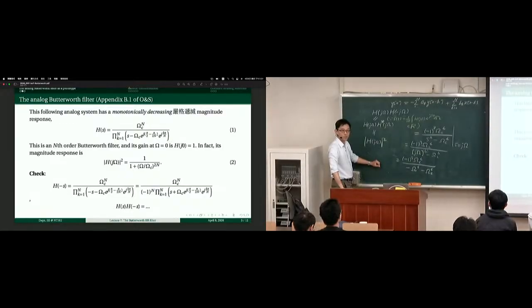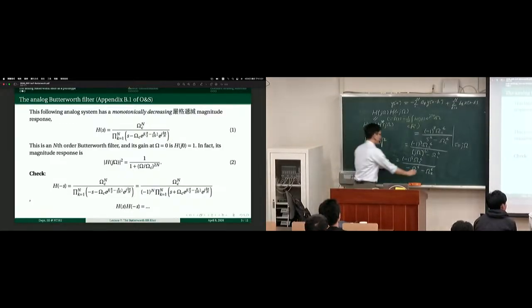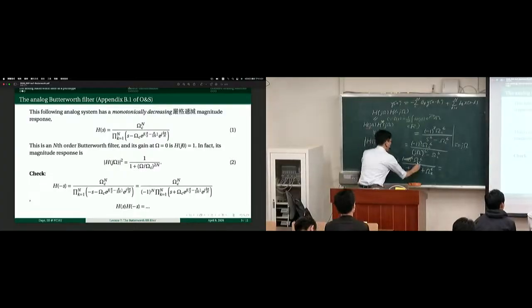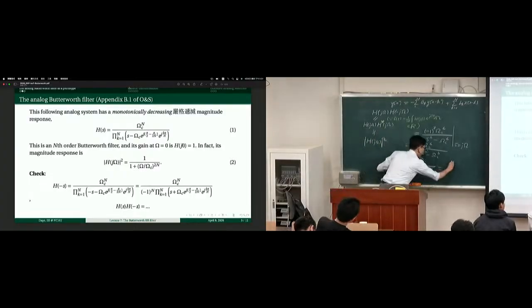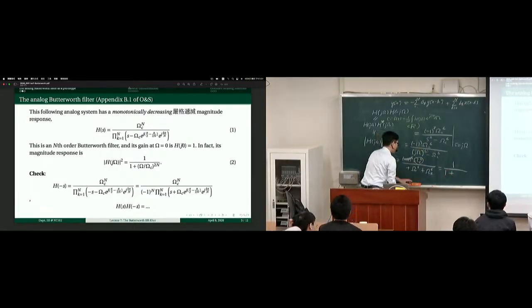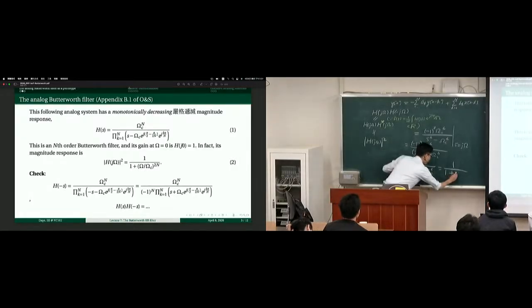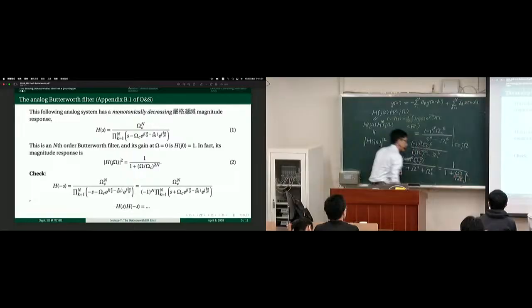Did you notice? Do we all notice? Now minus 1 over minus omega c, we can divide, so we have 1 on top, 1 plus omega divided by omega cutoff to the sixth power. What is 6? 6 is 2n.